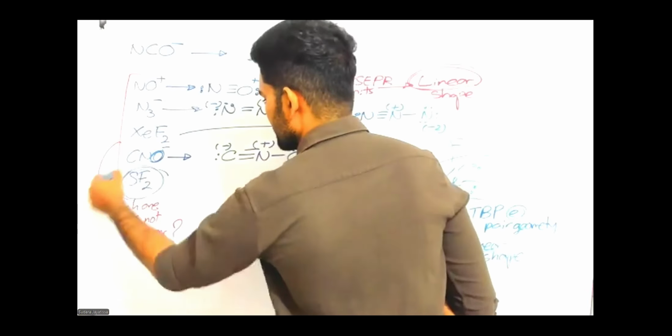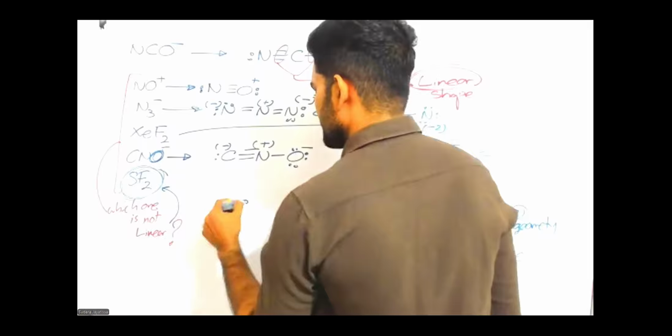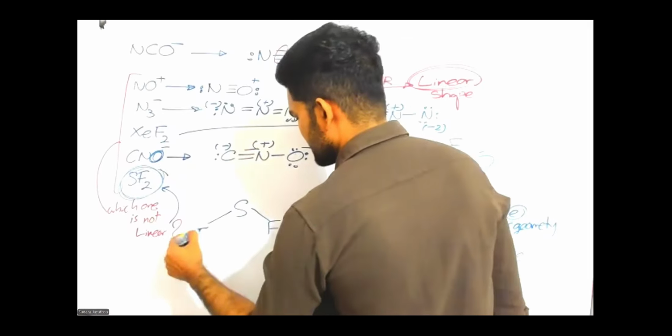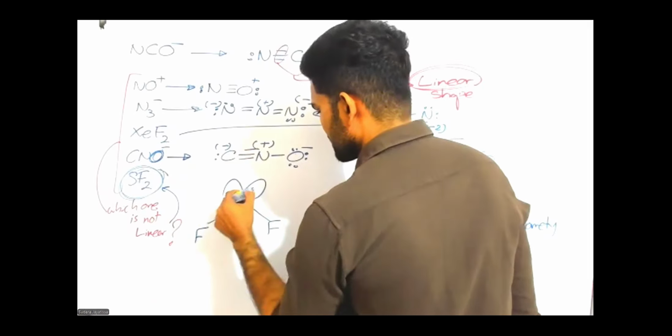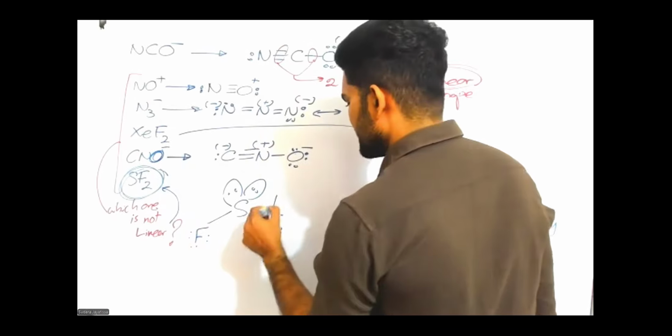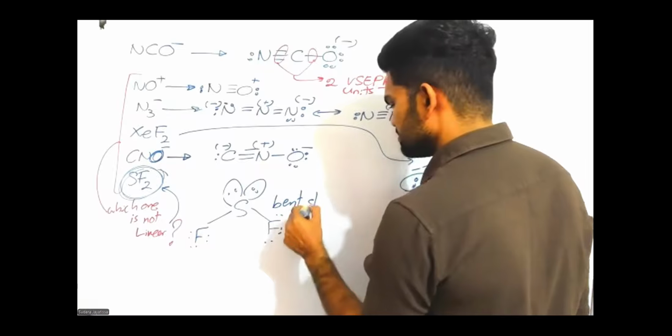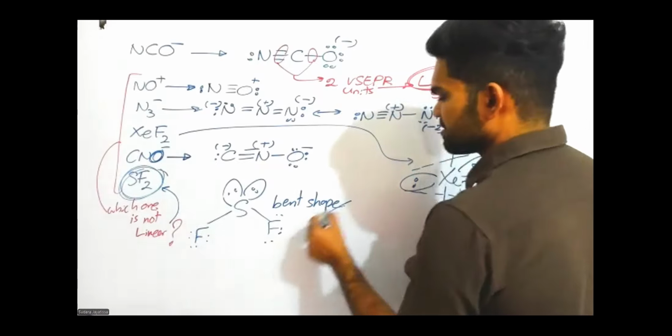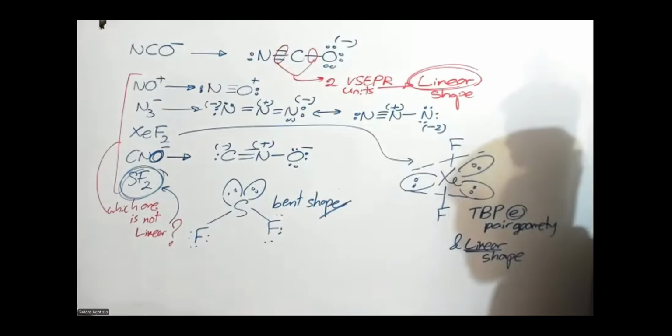What is the SF2 shape? It's very simple. It's just like water, H2O. It is bent shape. There are lone pairs that make it bent.